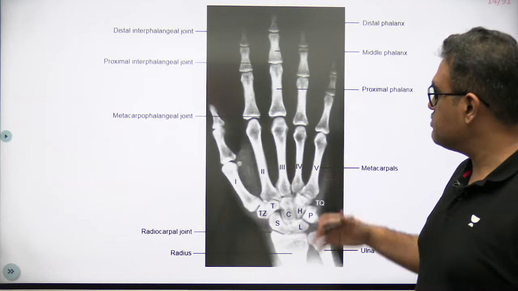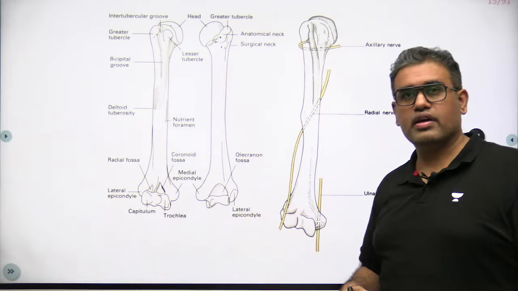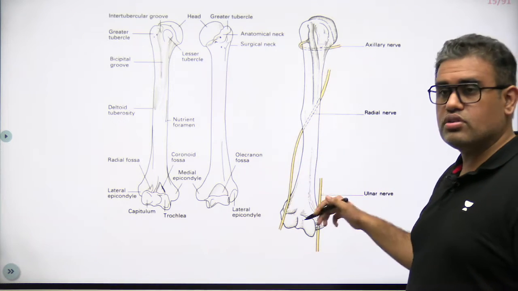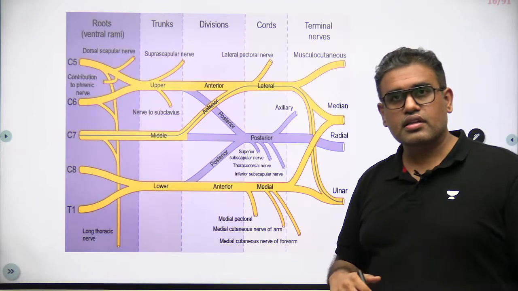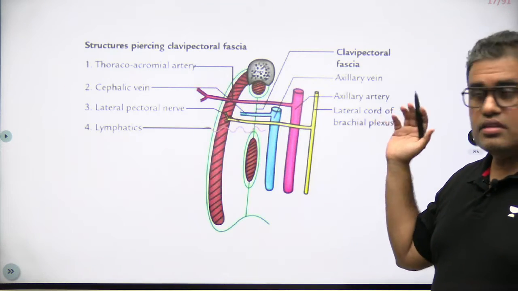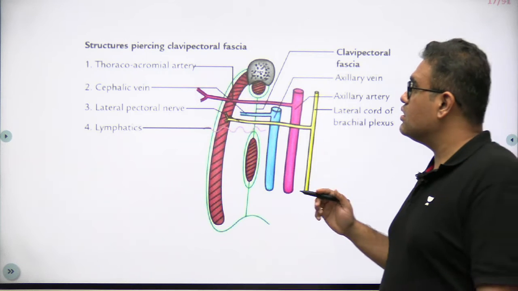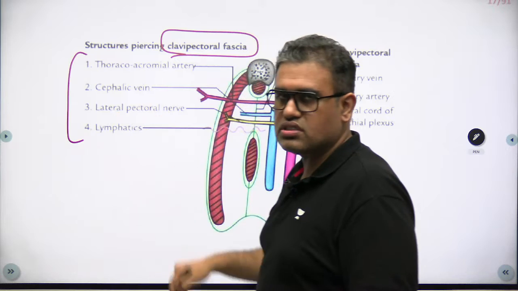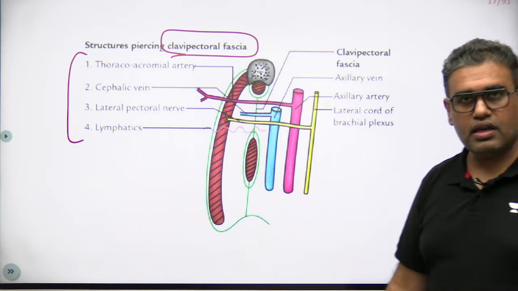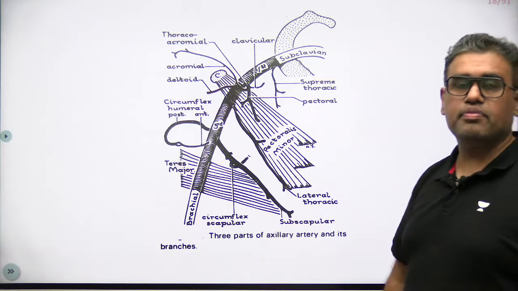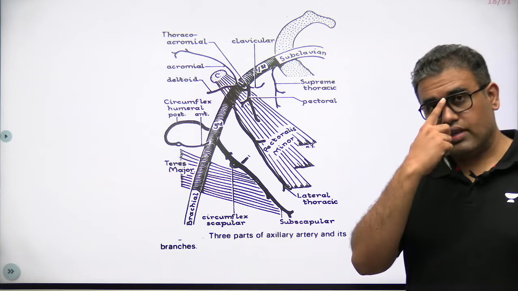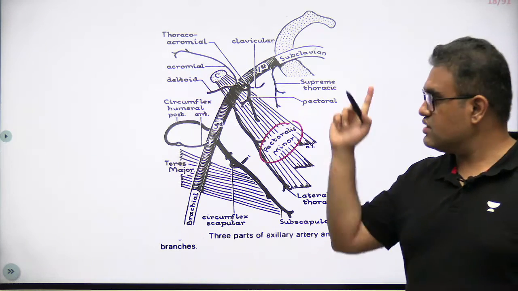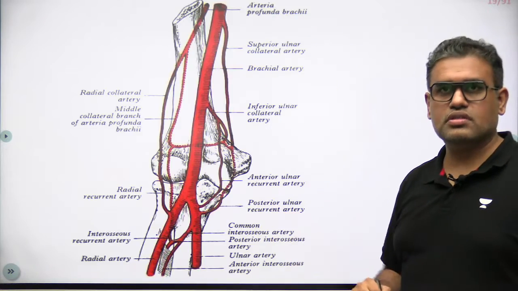Now a few images. You can see the osteology of the hand. Then the humerus over here, and the important nerves related to the humerus are shown over here. Then we have the brachial plexus. This is another important topic: clavipectoral fascia, and the structures piercing it. Please remember this: four structures, the mnemonic is called CALL. Then we have the axillary artery, and you can visualize a lot of its branches. This artery is divided by the pectoralis minor muscle into first, second and third parts. Just branches over here.